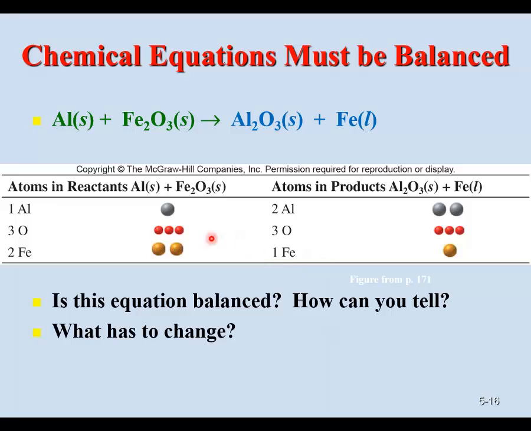But if we look at the number of aluminum atoms I begin with, as written in the skeletal equation, if all the coefficients are 1, I only begin with 1 aluminum atom, and I ended up with 2. So this tells me immediately this is not a balanced chemical equation. Even though the number of oxygens on both sides is 3, we can also see iron.